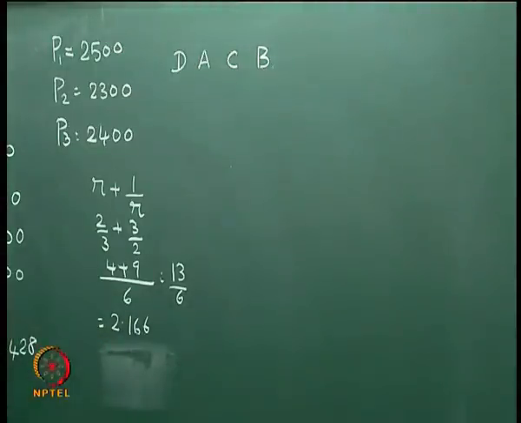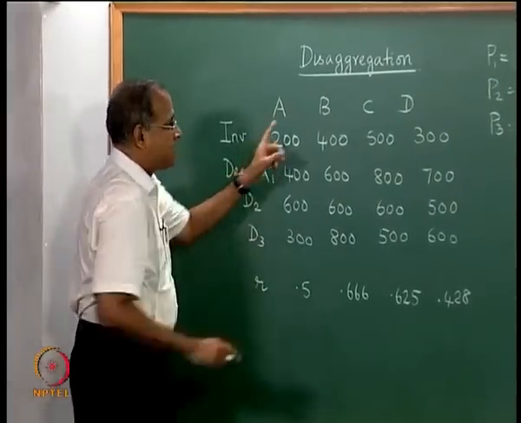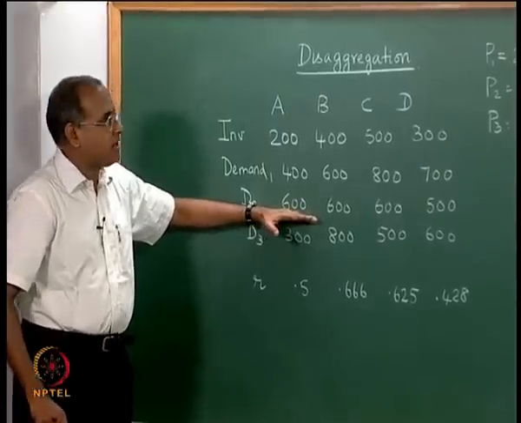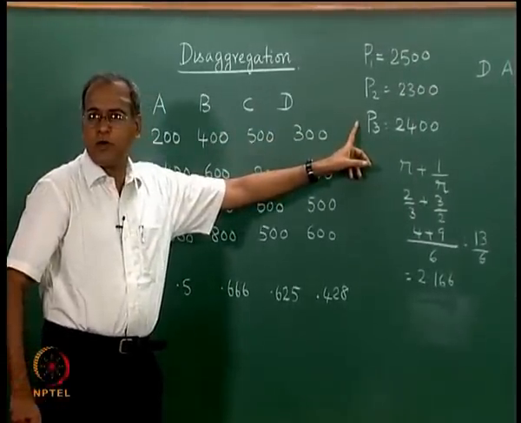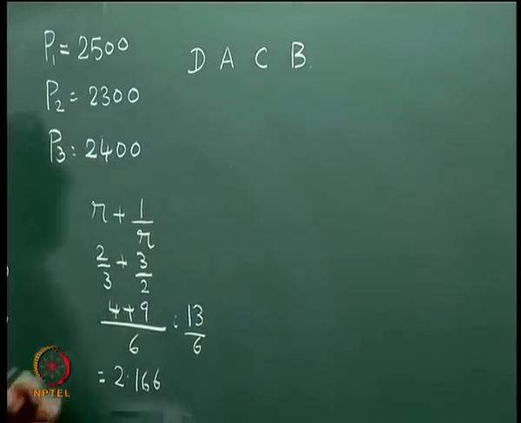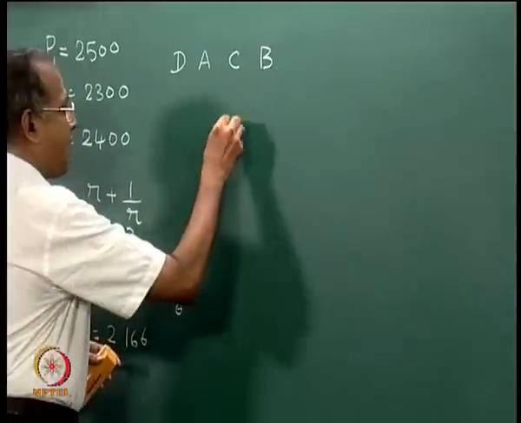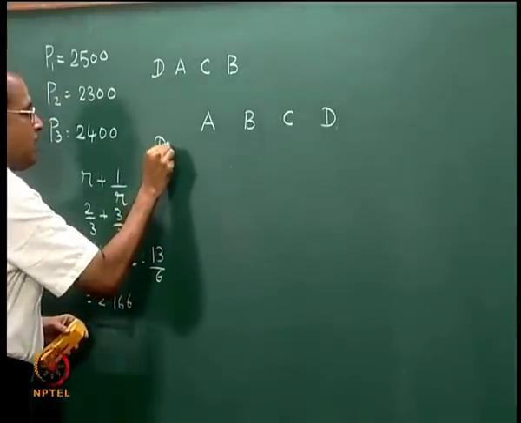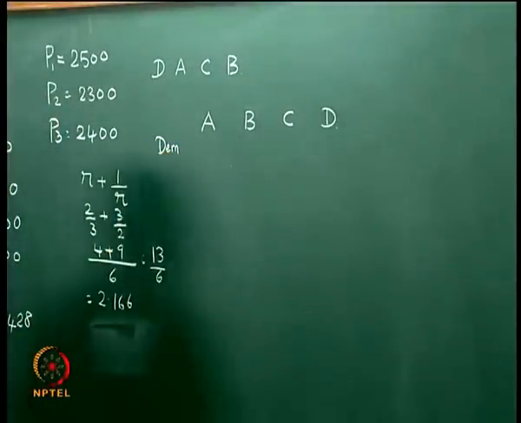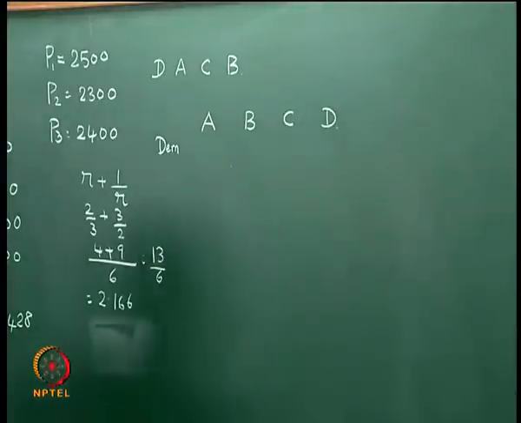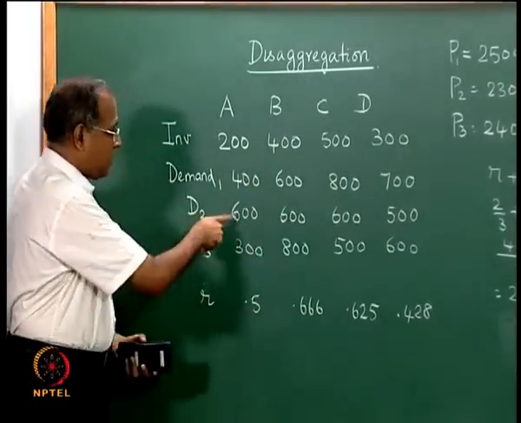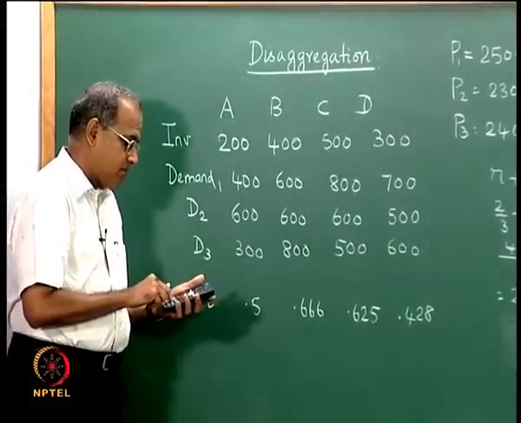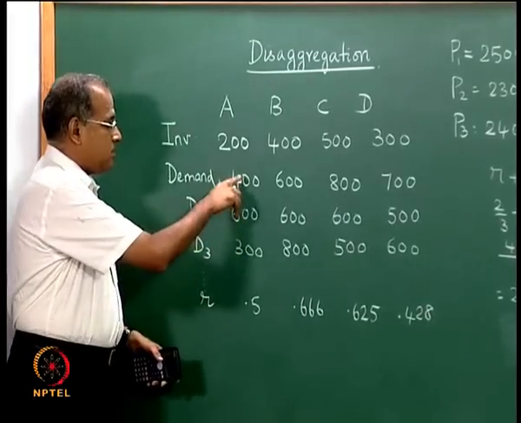So, what we do now is we try and take the demand of each of these items for 2.166 periods, and we also try and take the production for 2.166 periods. So, let us write that. So, the 4 items A, B, C, D and let us say equivalent demand for 2.166 period for A would be 400 plus 600 for 2 periods plus 0.166 of 300, which is 50.